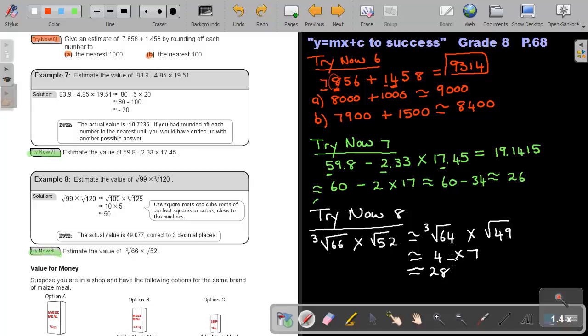And if I press it on the calculator, I will just say shift cube root 66 multiply square root 52 equals, and my calculator will actually give me an answer of 29.1, which is very close to this answer.